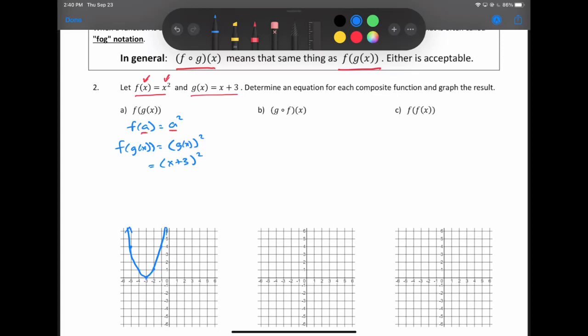Okay, the second one, g of f of x, or g at f of x. Again, if you'd like to write it that way, you could write it as g at f at x. What that's saying is g at x, which would normally be x plus 3, but I'm not plugging x in anymore, I'm plugging in f at x. So that becomes x squared plus 3. So g at f at x is just a parabola shifted upwards 3. Of course, these can become much more complex than this, but these ones are pretty nice.